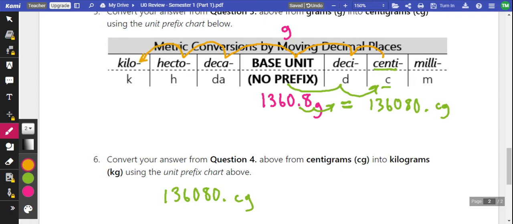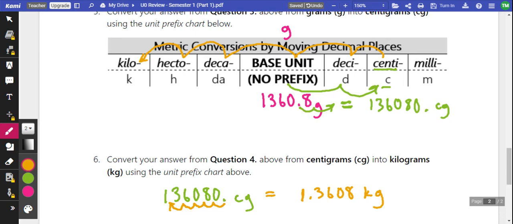Okay, so our decimal point has to do the same thing. So this is going to go past the 0, past the 8, past the 0, past the 6, and past this 3 here. Okay, so this would be the same as saying 1.3608. If you wanted, you could put that last 0 if you really wanted to. Kilograms, kg. Okay, again, means the same amount of mass, just a different way of writing it.